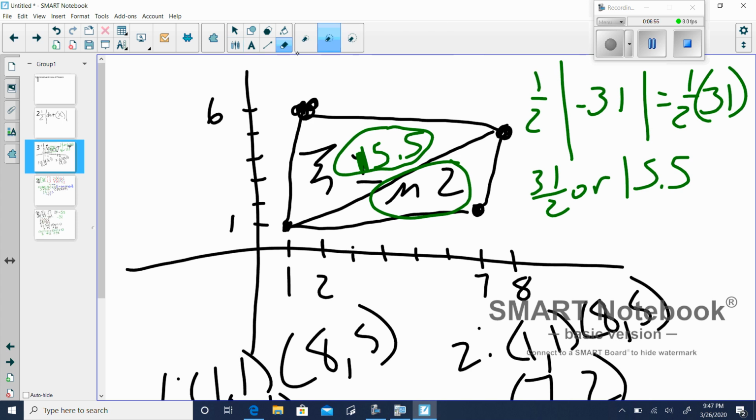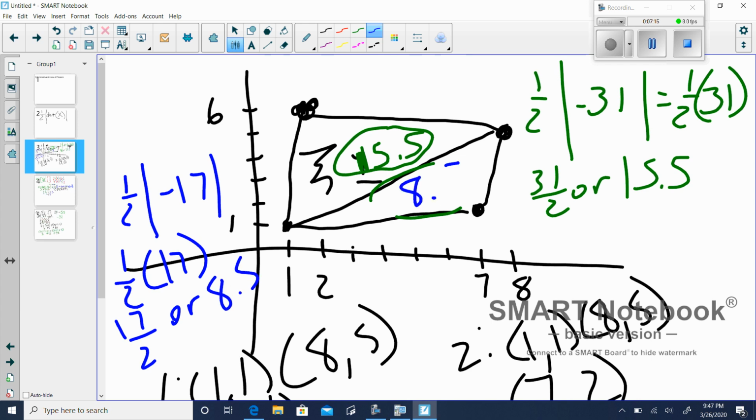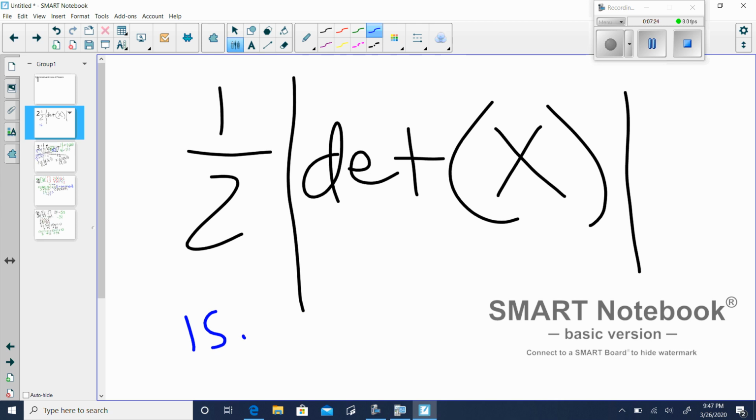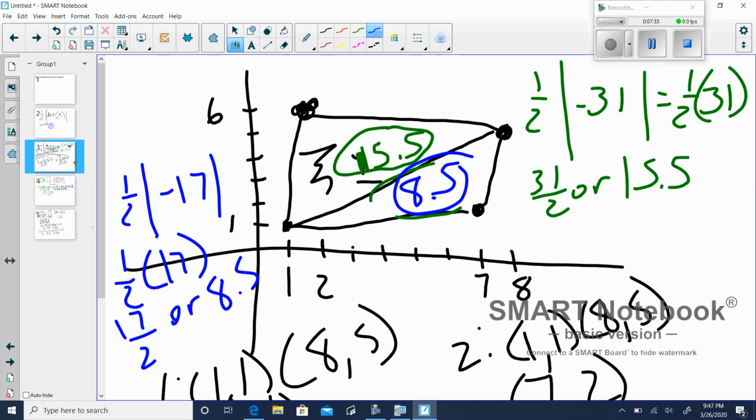I'm going to clear this out for us so we can get the area. We need 1/2 because our determinant was negative 17. So 1/2 times the absolute value of negative 17 becomes 1/2 times 17, which is 17 halves, or 8.5. Now we have enough information to calculate the area of this polygon, guys. We just do 15.5 plus 8.5. So our area right here is going to be 24 square units.